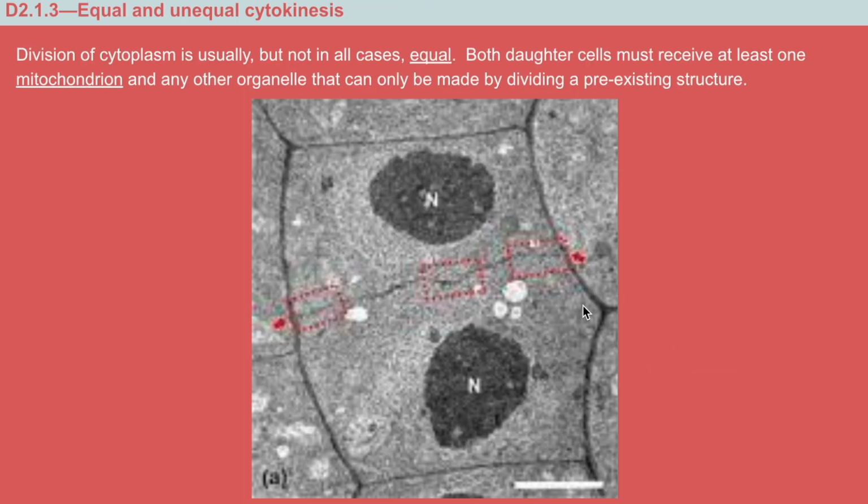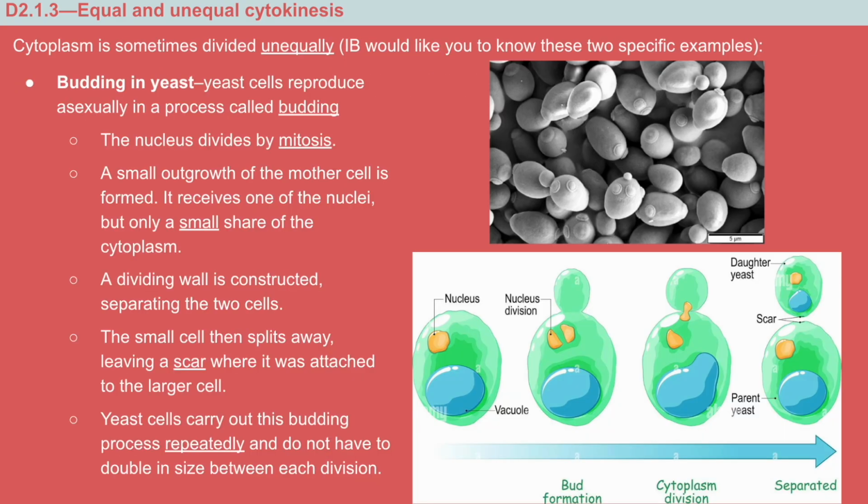Division of the cytoplasm is usually, but not in all cases, equal. You can see here it usually goes right across the middle where we see the new plasma membrane and cell wall forming. Both daughter cells have to have at least one mitochondrion and any other organelle that can only be made by dividing a pre-existing structure. However, there are a few exceptions, and we'll talk about two specifically, where instead cytoplasm is sometimes divided unequally. Our first example of this is budding in yeast.